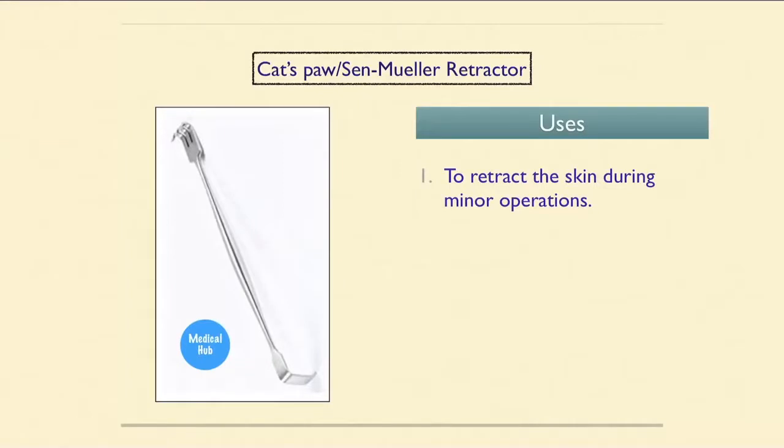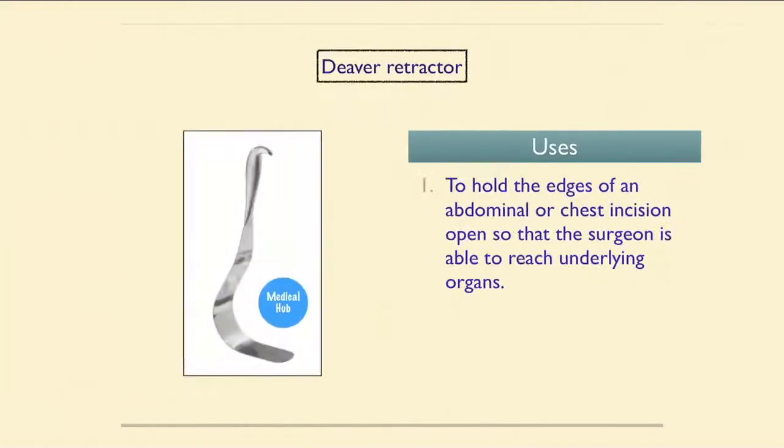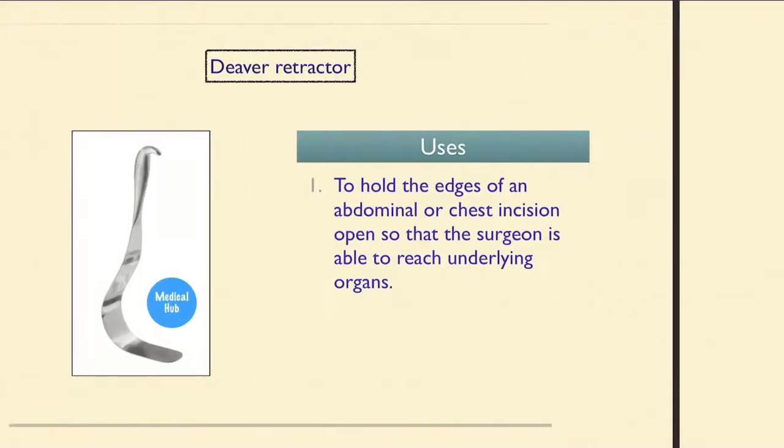Cat's paw or Senn-Mueller retractor. It is used to retract the skin during minor operations. Dever retractor. It is used to hold the edges of an abdominal or chest incision open so that the surgeon is able to reach underlying organs.